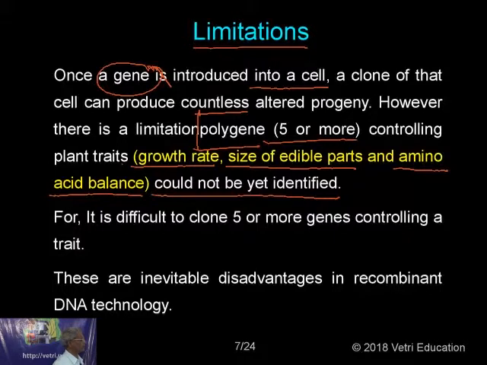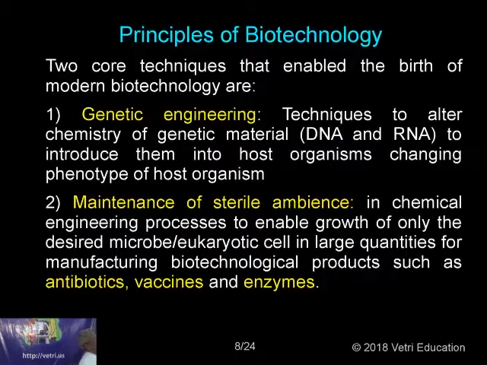Characters such as growth rate, size of edible parts, and amino acid balance are very difficult to work with, because the genes controlling them cannot be identified. Further, it is difficult to clone 5 or more genes controlling a trait. These are inevitable disadvantages in recombinant DNA technology. So this is one of the limitations that we have in biotechnology. Now we are going straight to the principles of biotechnology.